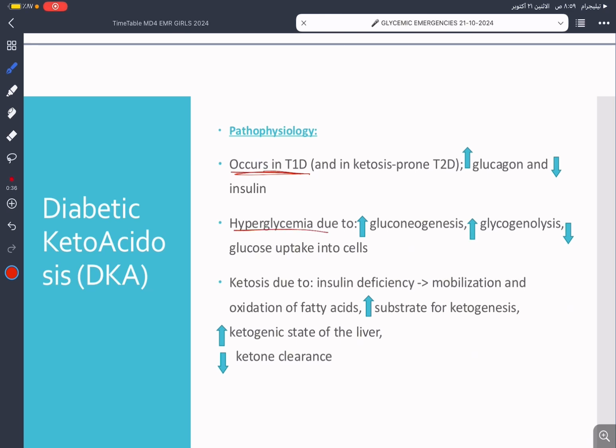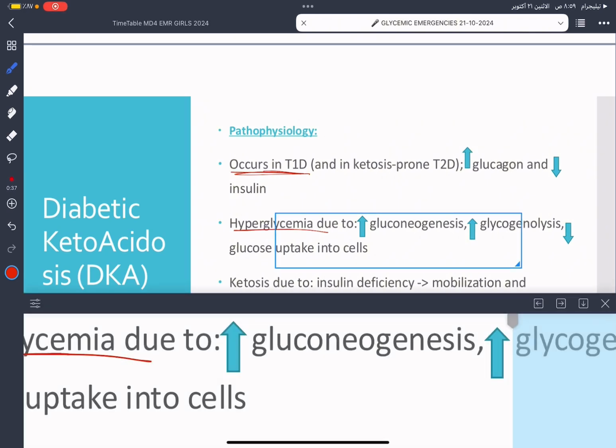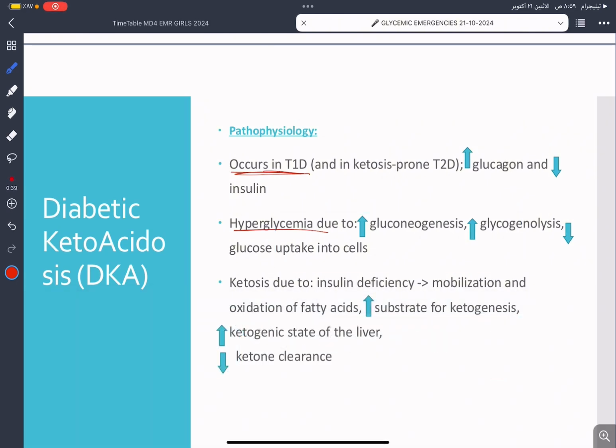Hyperglycemia occurs in DKA because of low insulin that will lead to increased glucagon. What will hyperglycemia do to you? We took it in the basics: gluconeogenesis or glycogenolysis. And the other pathway is the development of ketosis, how the body converts to ketosis by using fatty acid.